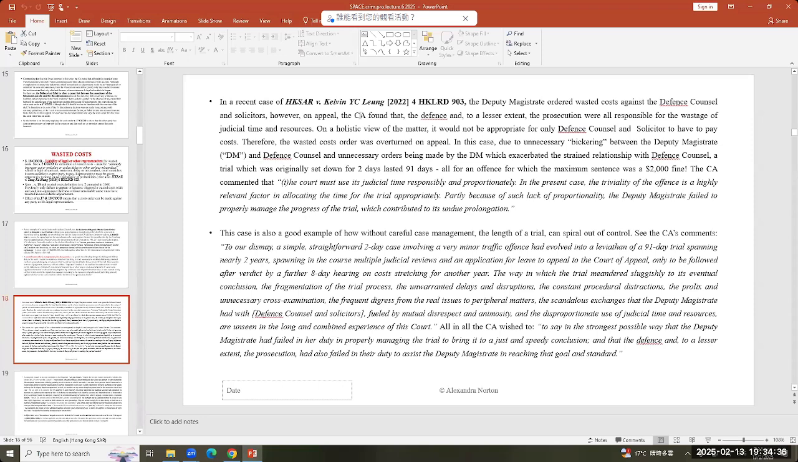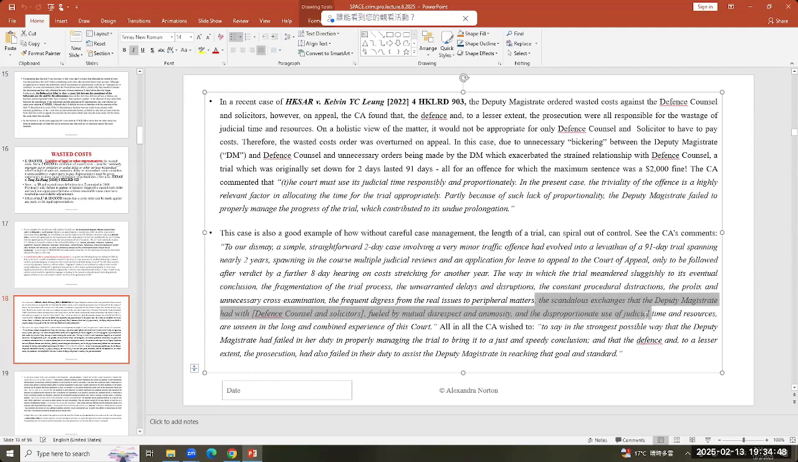So you can see here, they talk about it meandering sluggishly to its eventual conclusion. They refer to scandalous exchanges that the deputy magistrate had with defense counsel and solicitors, fueled by mutual disrespect and animosity. And they say in the strongest possible way that the deputy magistrate failed in her duty to manage the trial.